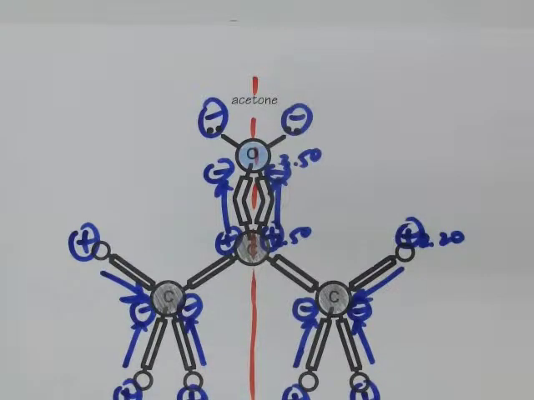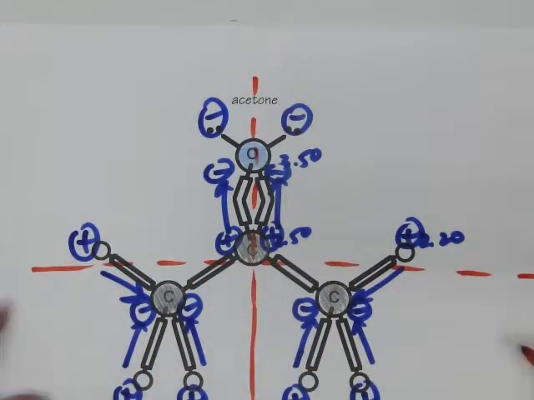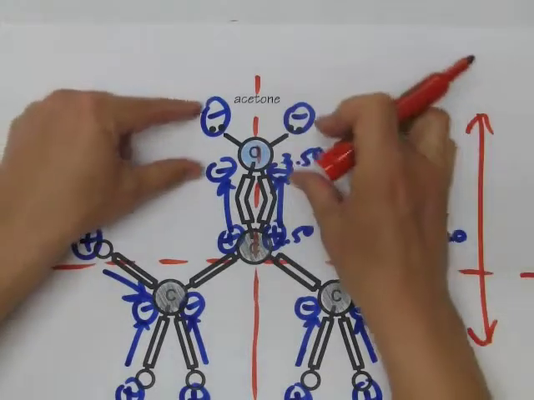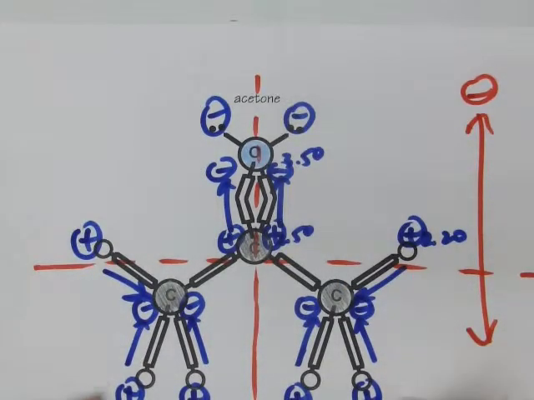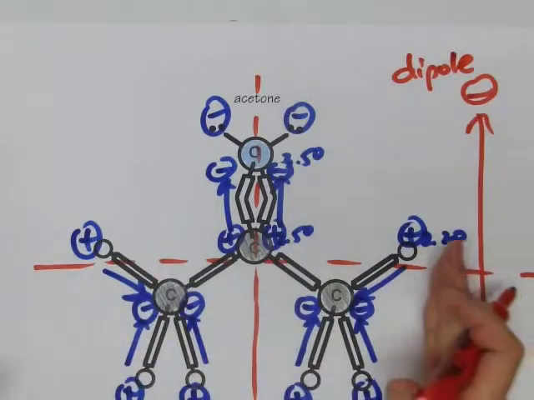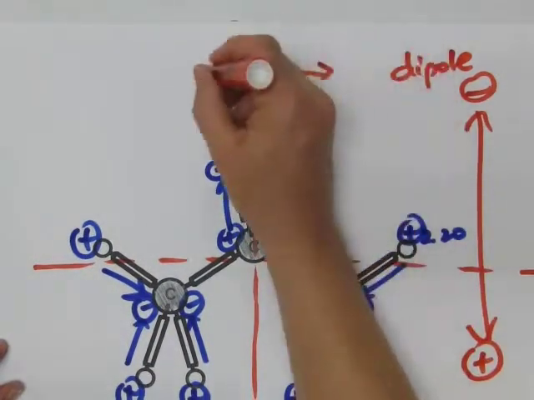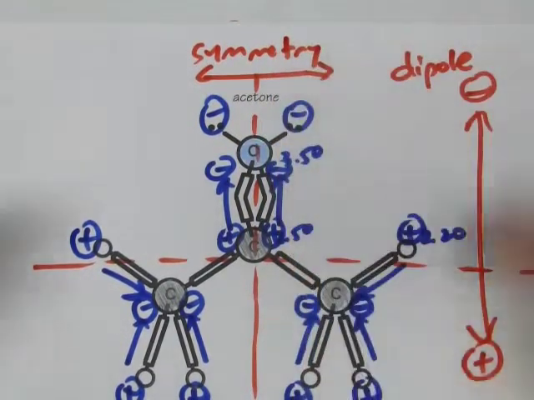Okay, now let's look at the symmetry. Left to right, symmetry. How about top to bottom? So if I divide it down the middle this way, very clear dipole going this way. There's a side that's got these negative charges up here, and then this side down here has got these positive charges, so there's a dipole. Left to right, it's symmetrical. So I could find the symmetry from left to right, and a dipole from top to bottom.